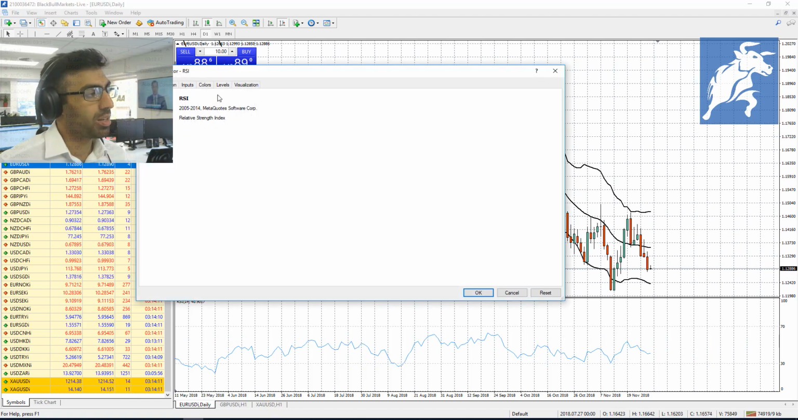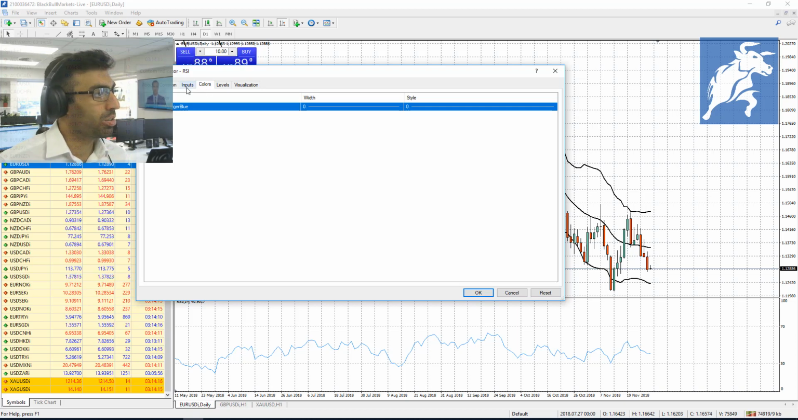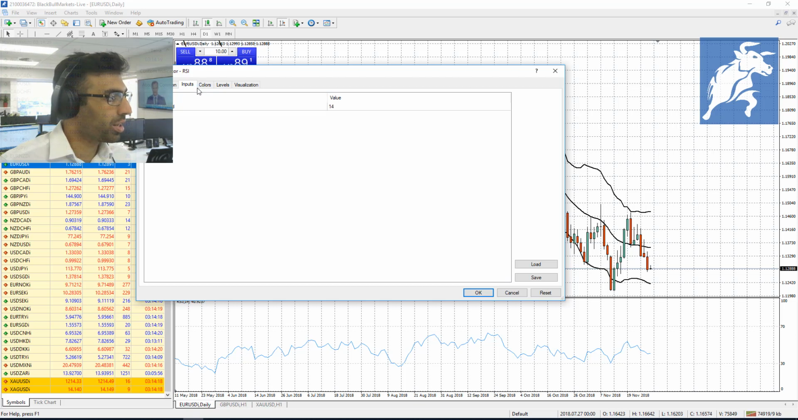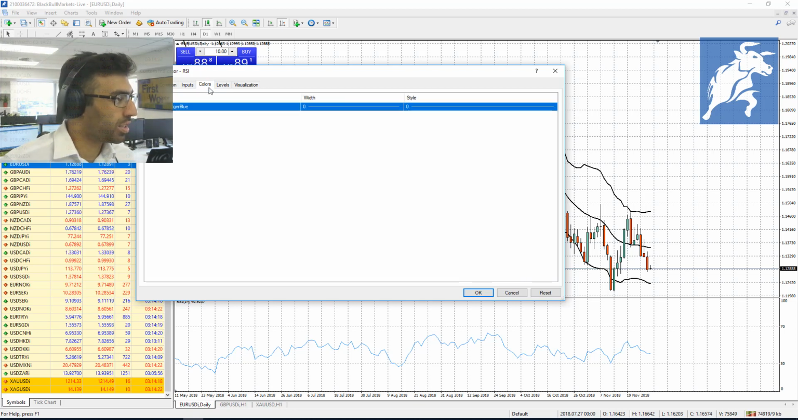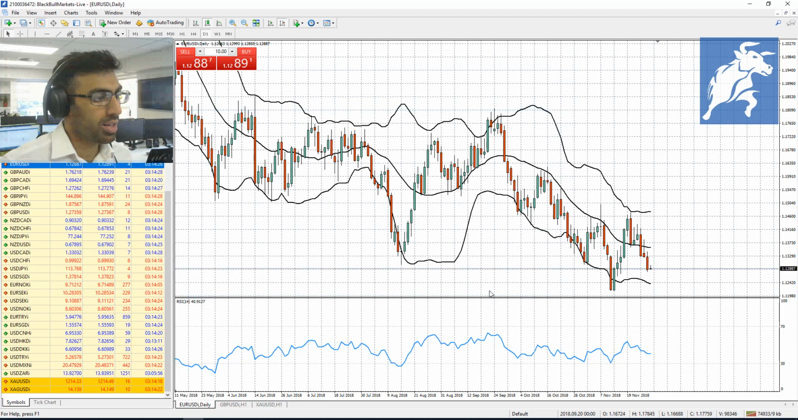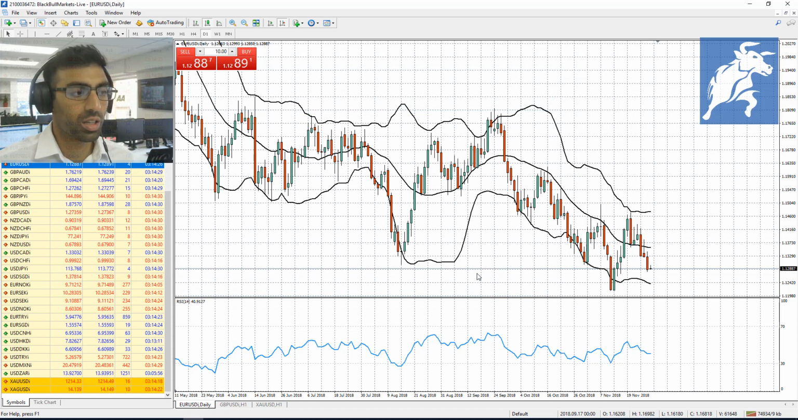Now, if you wanted to make the line a bit thicker, you should be able to do that by hitting the color button. The width, you can slowly increase it there, and you get a bit of a bolder line just to give you a bit more aesthetic appeal, as it were.